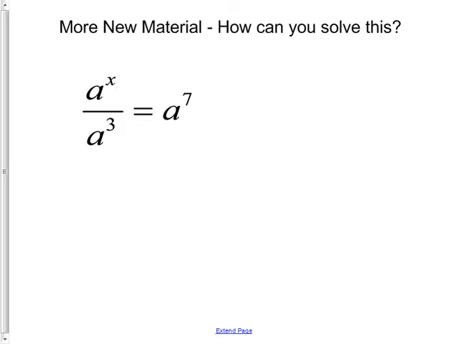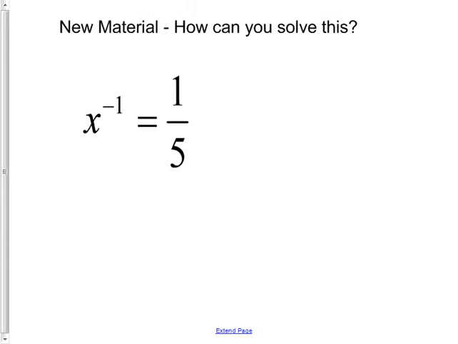This one, what am I going to do to those powers? Say a little louder. Not the answer. What am I going to do to the powers? Subtract them. Very good. So x minus 3 has to equal 7. And then do you get that the answer has to be 10? And I know you could have just looked at this one and said, oh, it's got to be 10. And that's okay, too. All right. This one. We just talked about these before. How do I fix this so that the x is alone, so to speak?